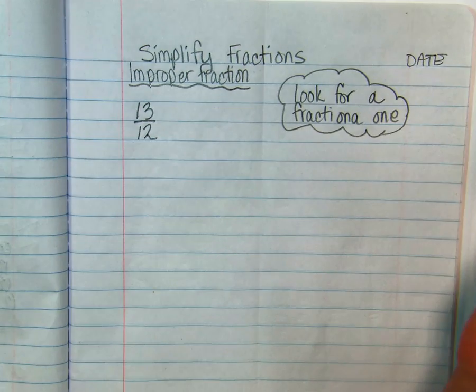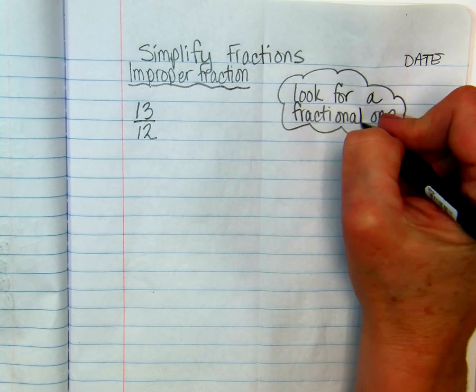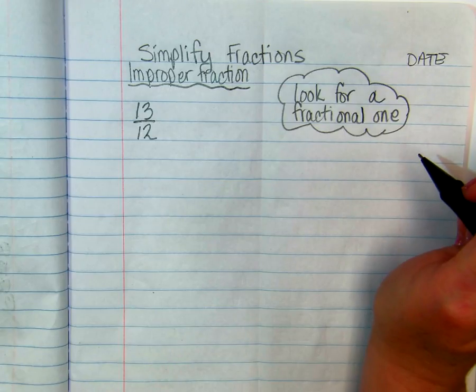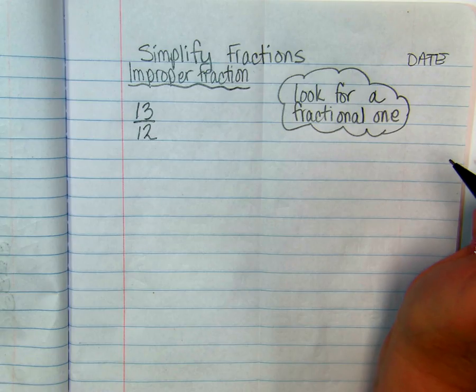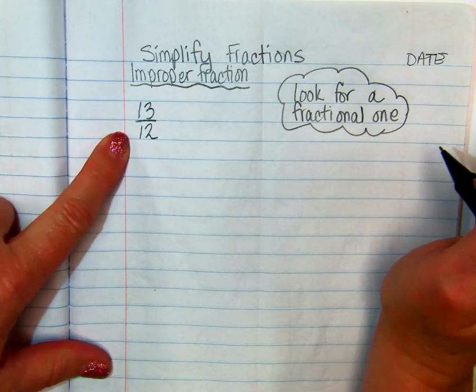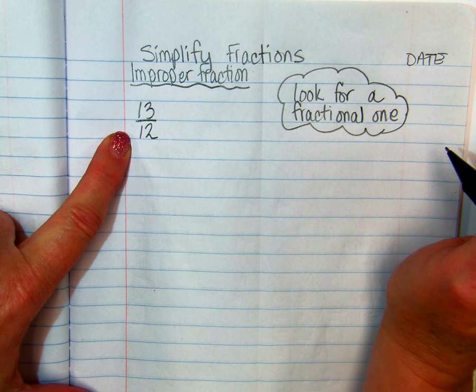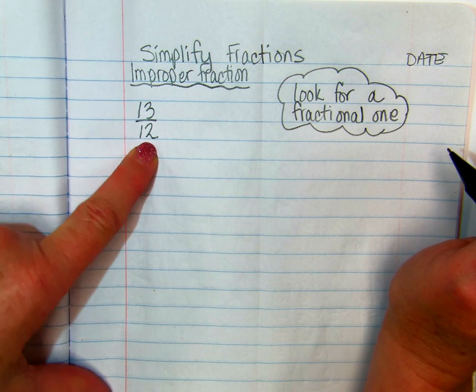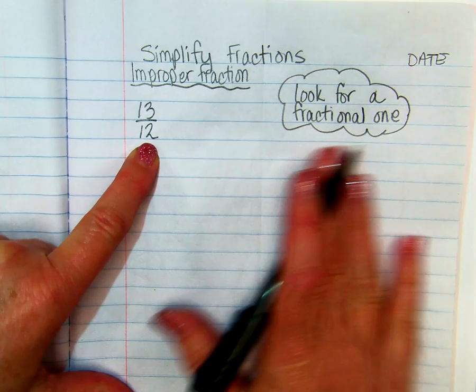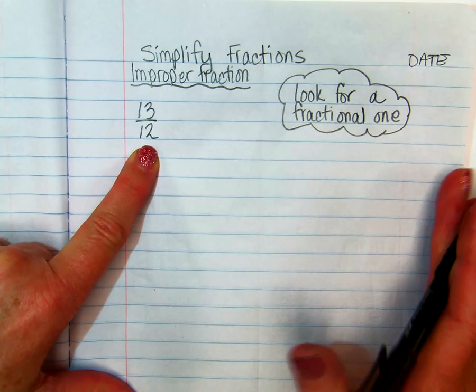And if you'll remember, in a fractional one, the numerator and the denominator are the same. Okay? Such as 1/1, 2/2, 3/3, 4/4, and so on. So when we look at 13/12, what kind of fractional one are we looking for? Well, my denominator is 12. Do I have 12/12? I would say to myself, yes.